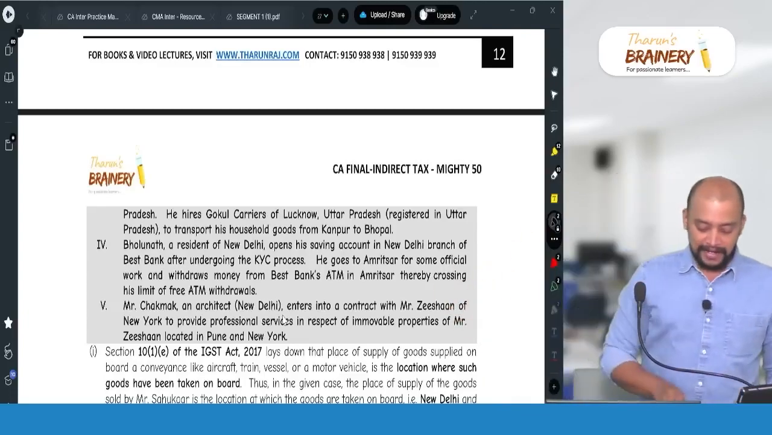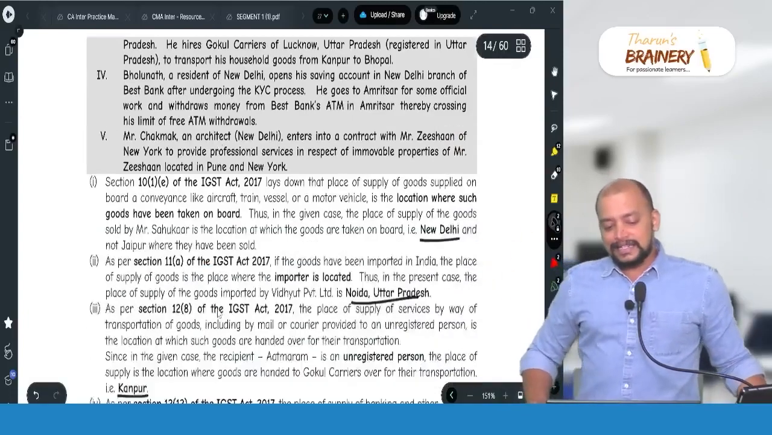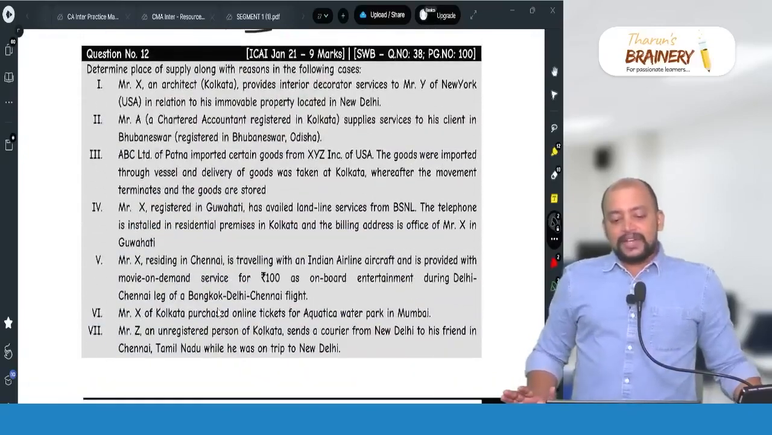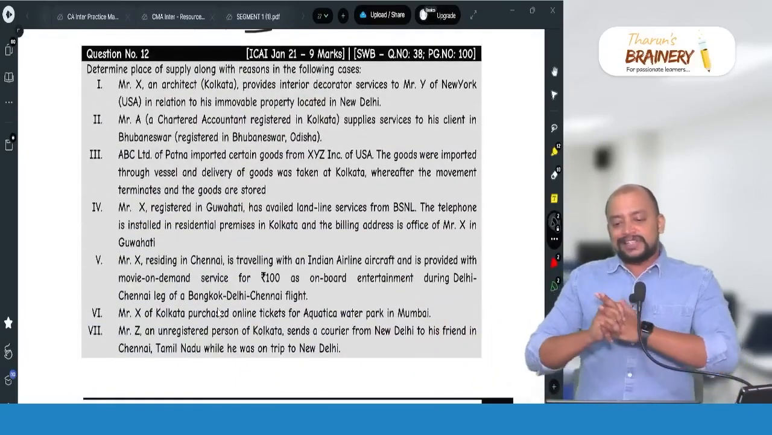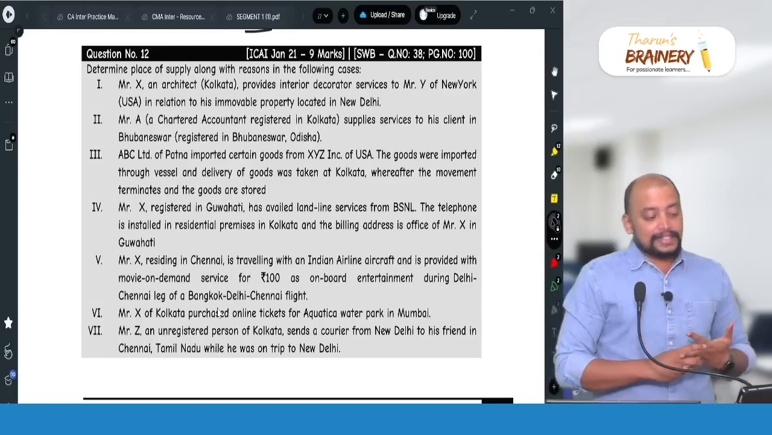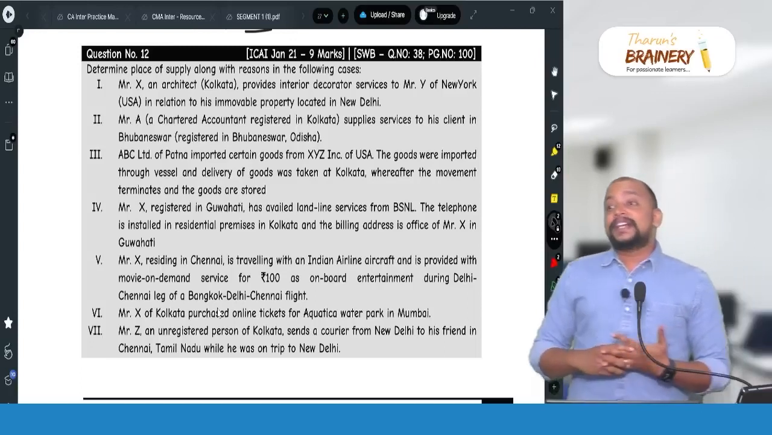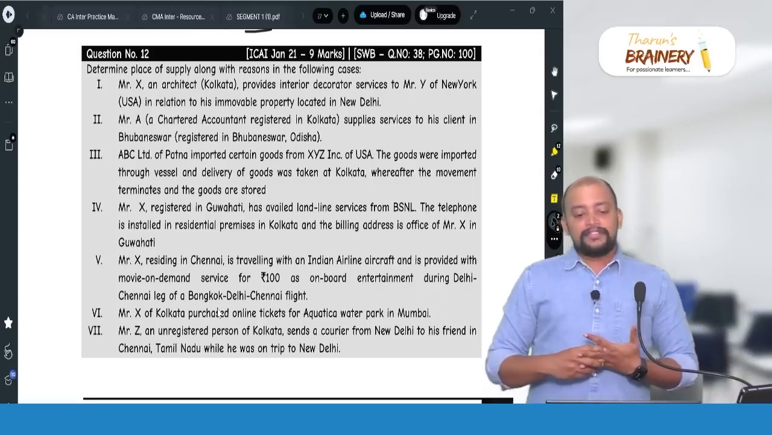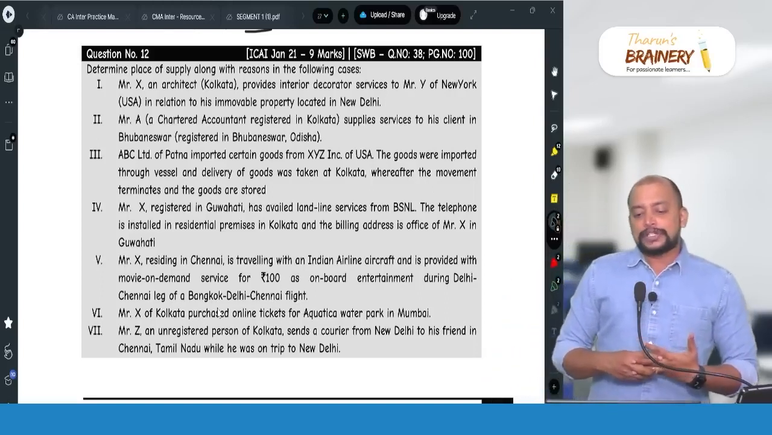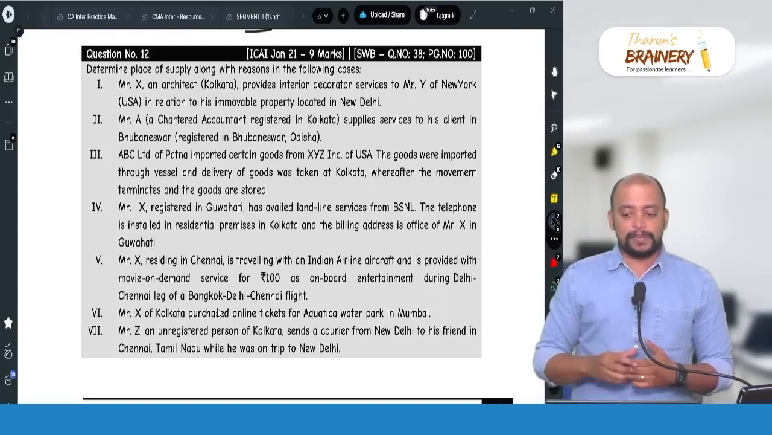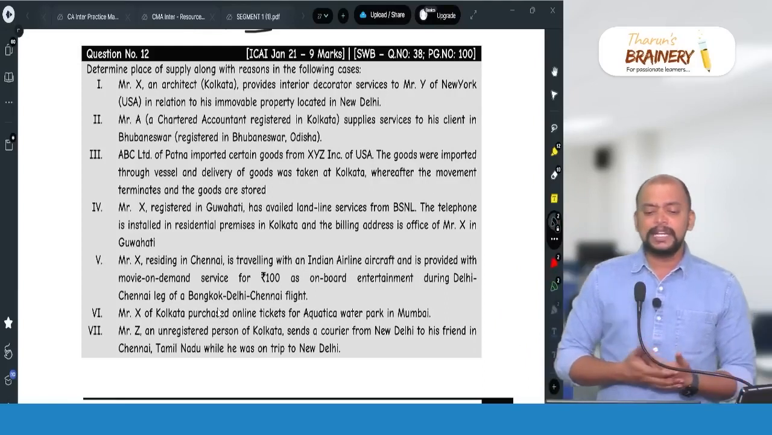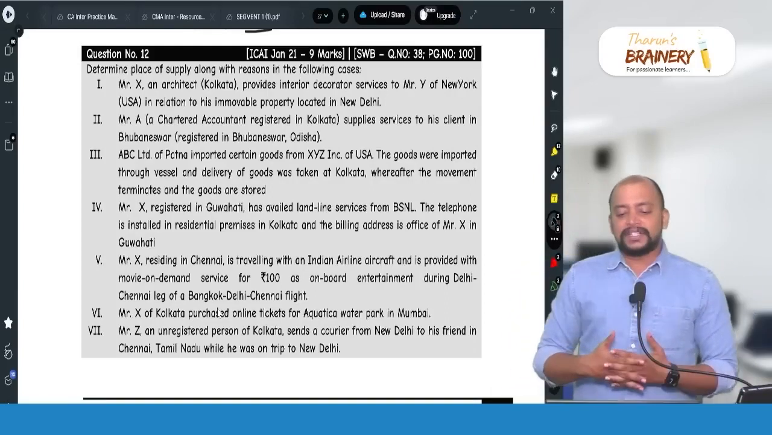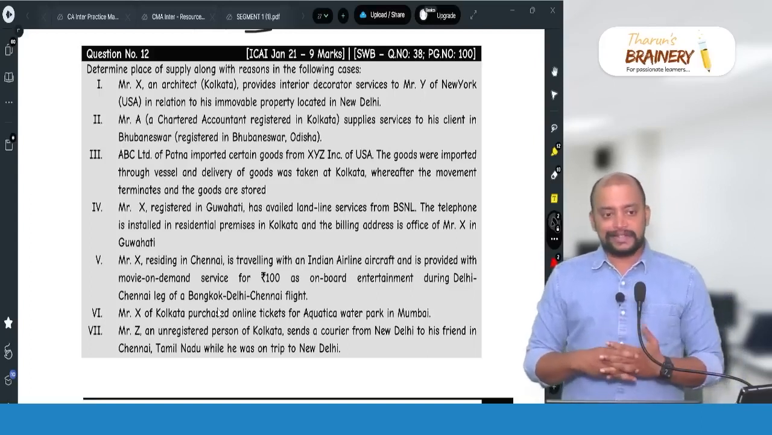Okay. Then next, see this question number 12, which is on page number 100. This is a Jan 21 exam question for 9 marks. For 9 marks, these also are specific situations. What is the place of supply? Determine place of supply along with reasons in the following cases.